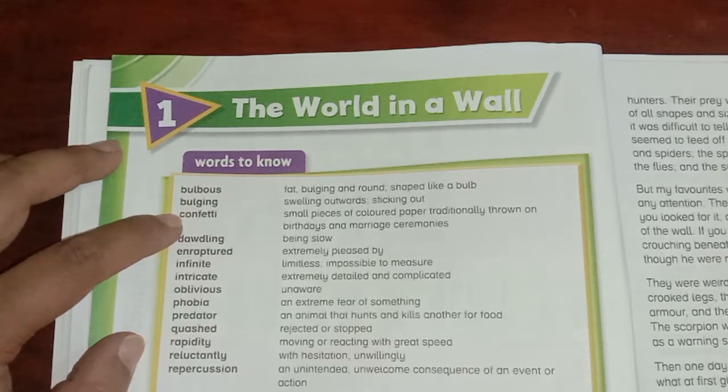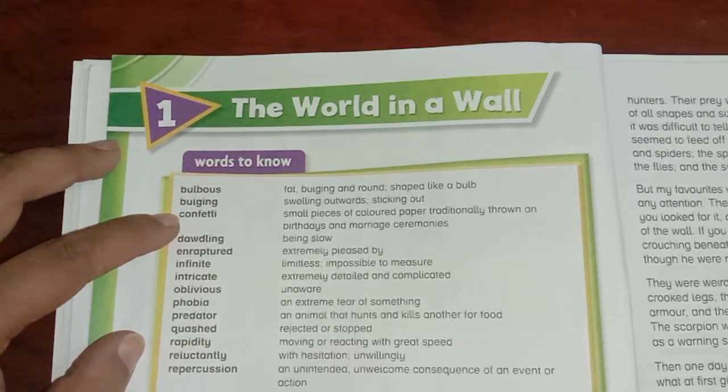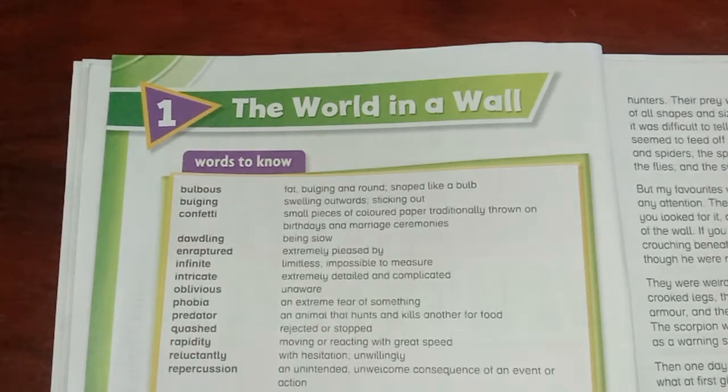Confetti is a noun, and it means small pieces of colored paper traditionally thrown on birthdays or marriage ceremonies. So you might have seen that there are colored papers. Whenever you are having your birthday party, you bring these colored papers and you throw them. So that is known as confetti. It is also thrown in marriage ceremonies as well. So it's a noun.